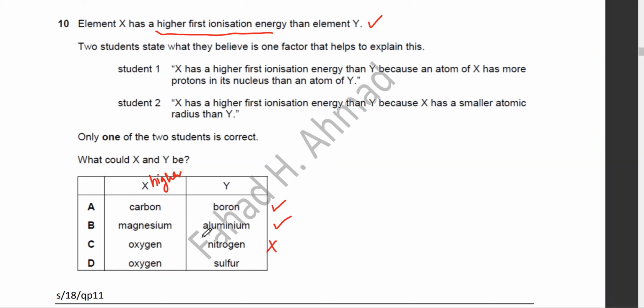nitrogen. And let me just double check. X is supposed to have a higher ionization energy compared to Y. So oxygen won't. At oxygen, there's going to be a dip. It's going to have a lesser.